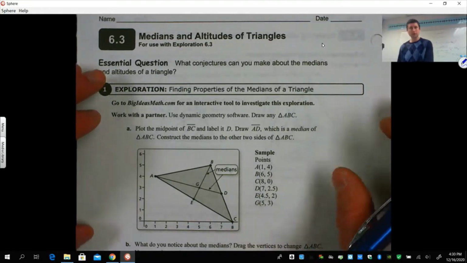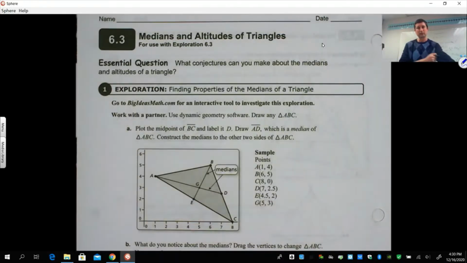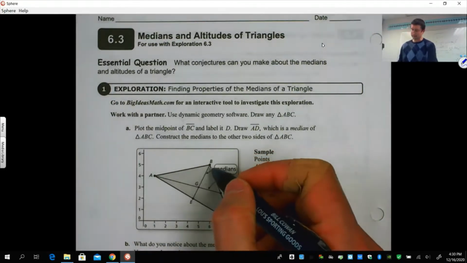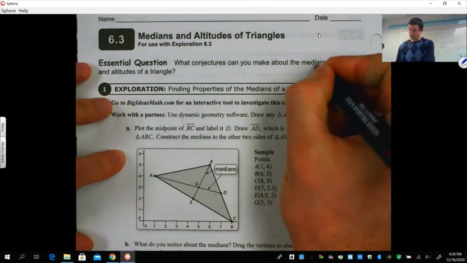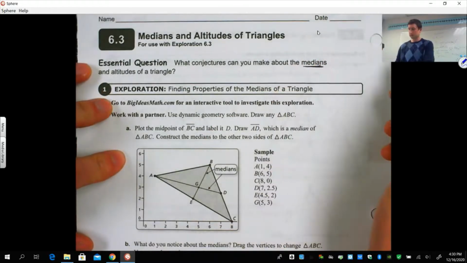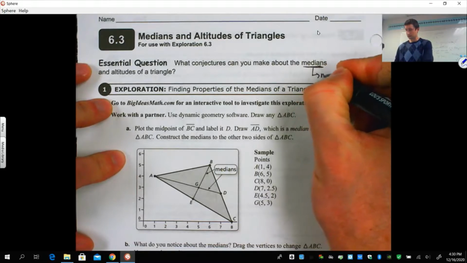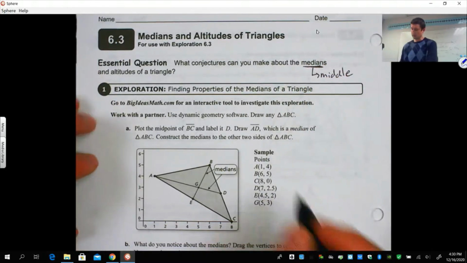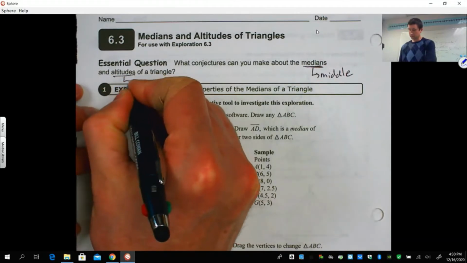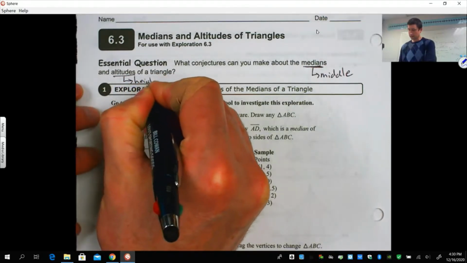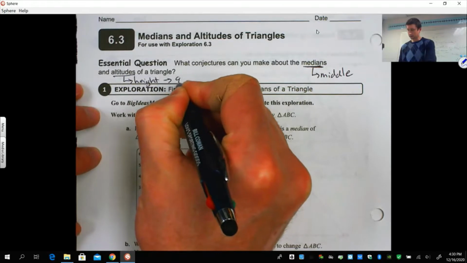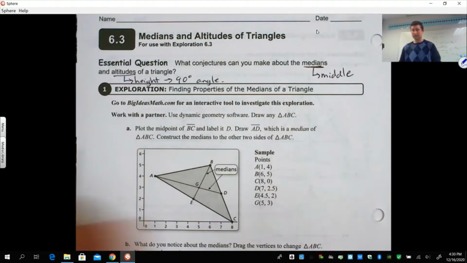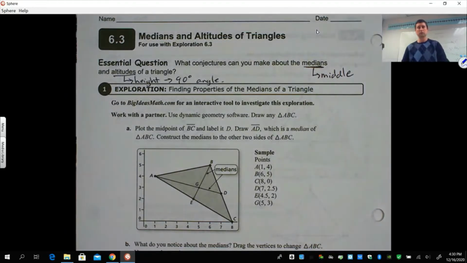So 6.3 introduces two more types of relationships between the vertices and the sides, and that's going to be a median. And whenever you see the word median, I want you to think about the word middle. Median is kind of the middle. And altitudes, you've got to think about the height, and I also want you to think about a 90-degree angle. So medians and altitudes are the two things we're working with here.